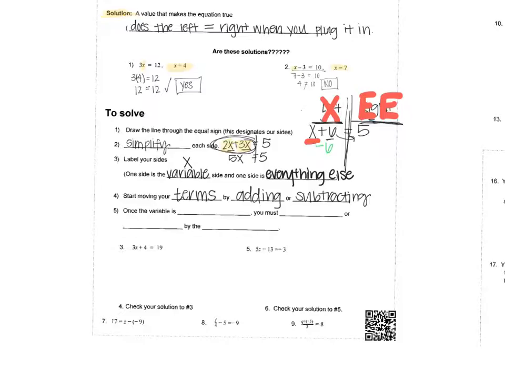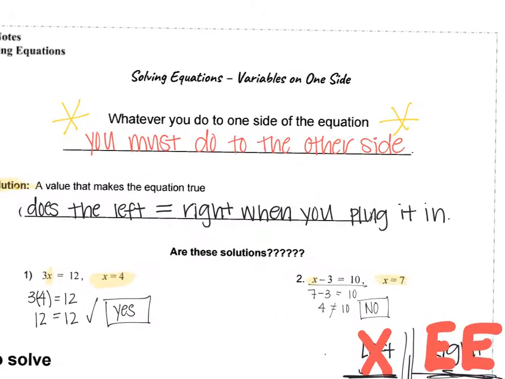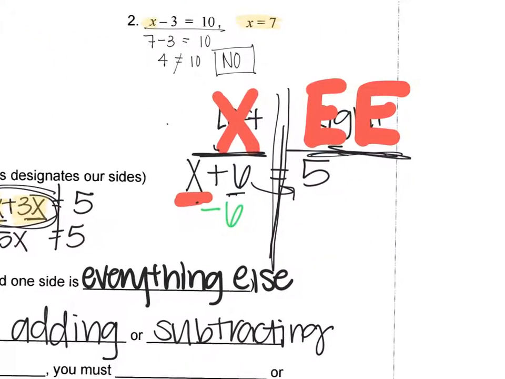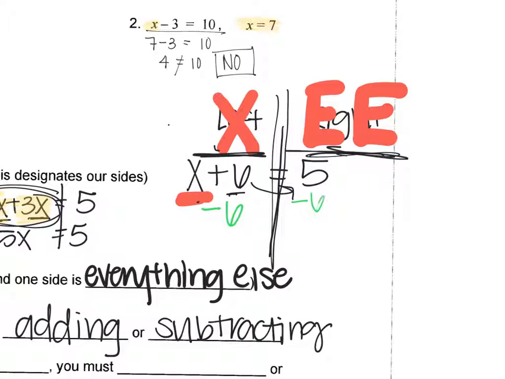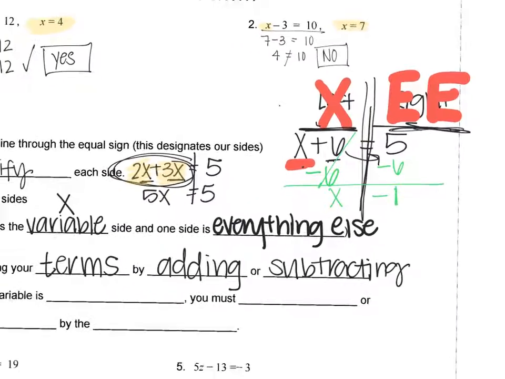But remember our golden rule, whatever I do to one side of the equation, I must do to the other side. So if I subtract 6 from this left side, well, I better do it to this side too. Well, 6 minus 6, what happened? It's gone. Now I'm left with x equals 5 minus 6 is negative 1. So now I've got all my x's on the left and everything that's not an x on the right. That's what we want to do.